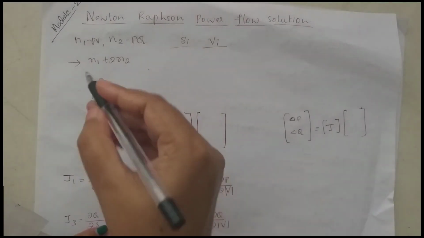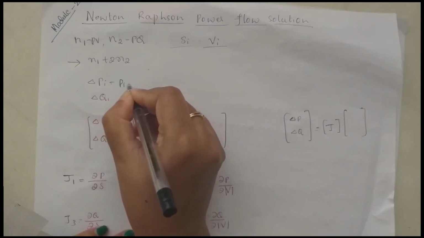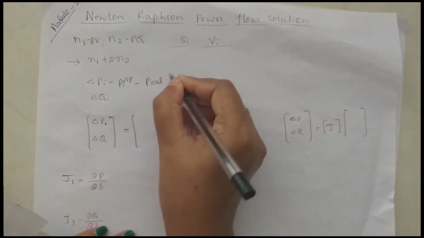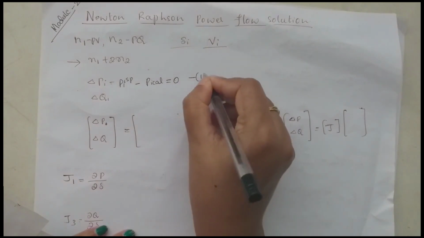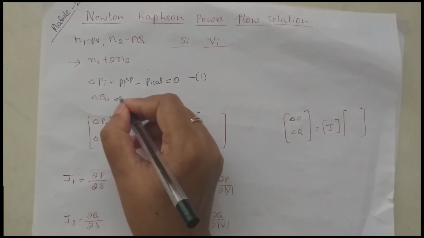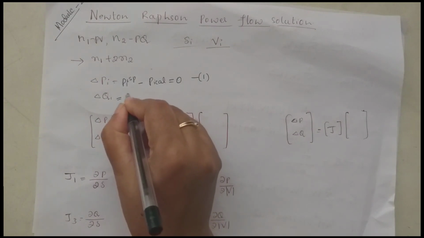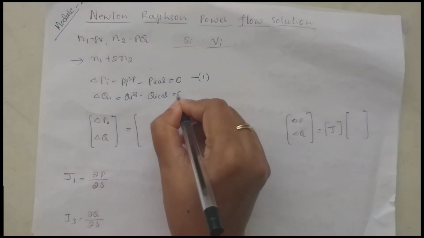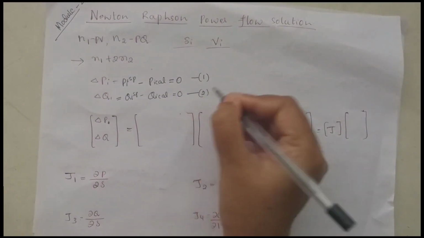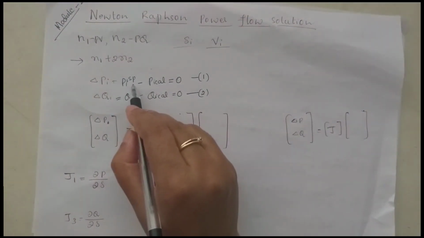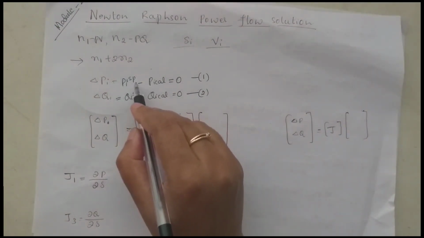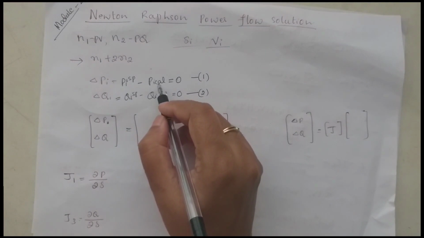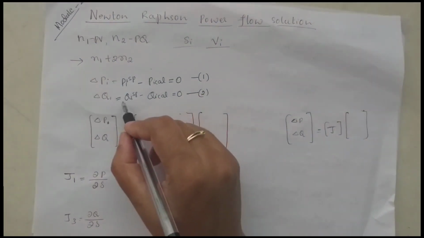Let delta Pi be Pi scheduled or Pi specified minus Pi calculated. Let it be equal to 0. Take it as equation 1. Delta Qi, let it be Qi specified minus Qi calculated, equal to 0, equation 2, where Pi specified is the specified or scheduled value of active power at bus i, and Pi calculated is the value of the active power using voltage estimates.